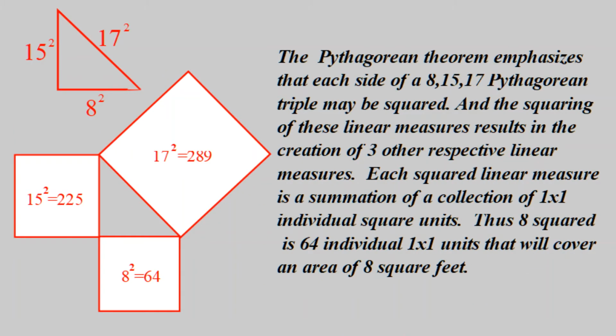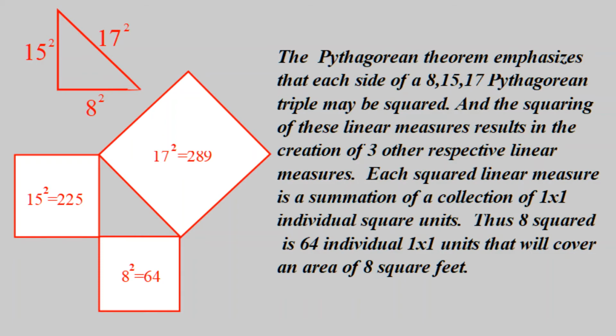The Pythagorean theorem emphasizes that each side of an 8, 15, 17 Pythagorean triple may be squared, and the squaring of these linear measures results in the creation of 3 other respective linear measures. Each squared linear measure is a summation of a collection of 1 by 1 individual square units. Thus, 8 squared is 64 individual 1 by 1 units that will cover an area of 64 square feet.